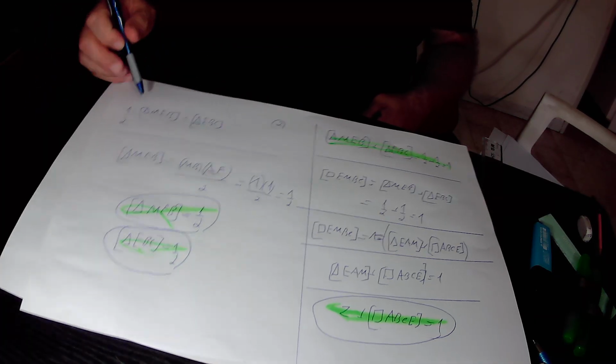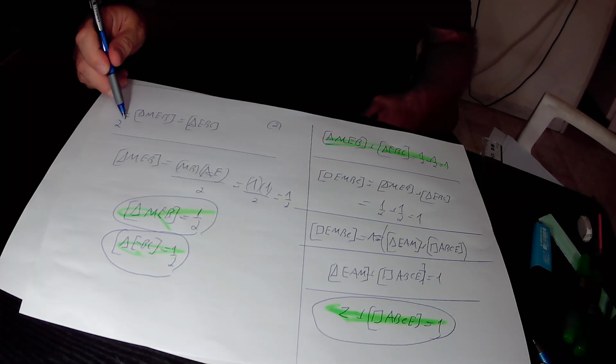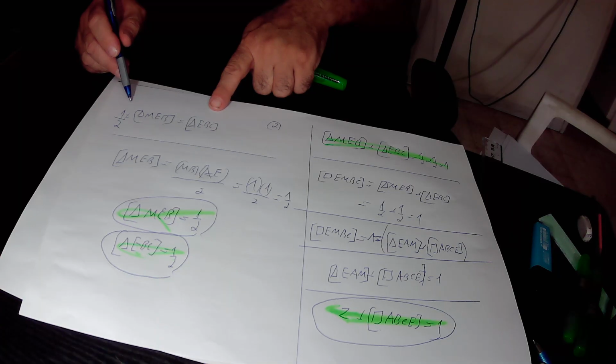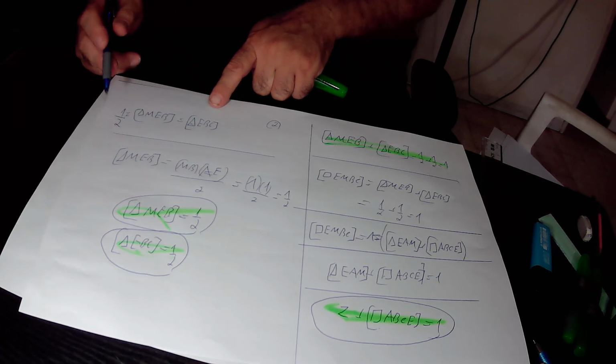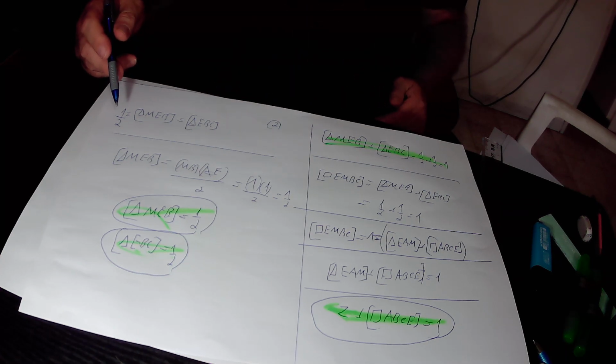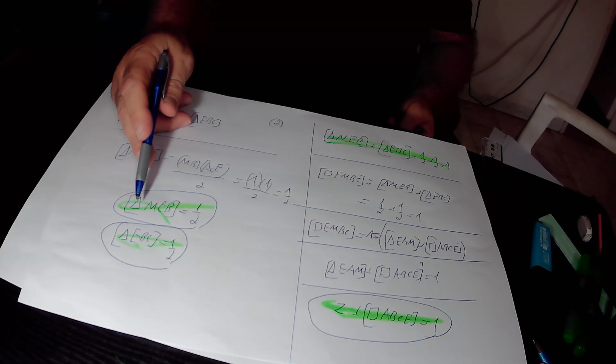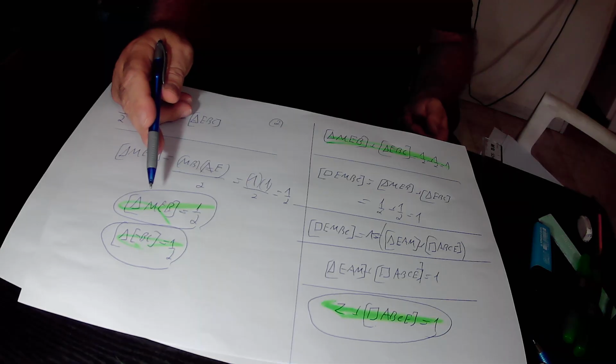And from this equation, we derive that the area of triangle EBC is also equal to 1 half square units in size. Because they can go into each other, they must also have the same area. So if the area of triangle EMB is equal to 1 half, then the area of triangle EBC must also be equal to 1 half.